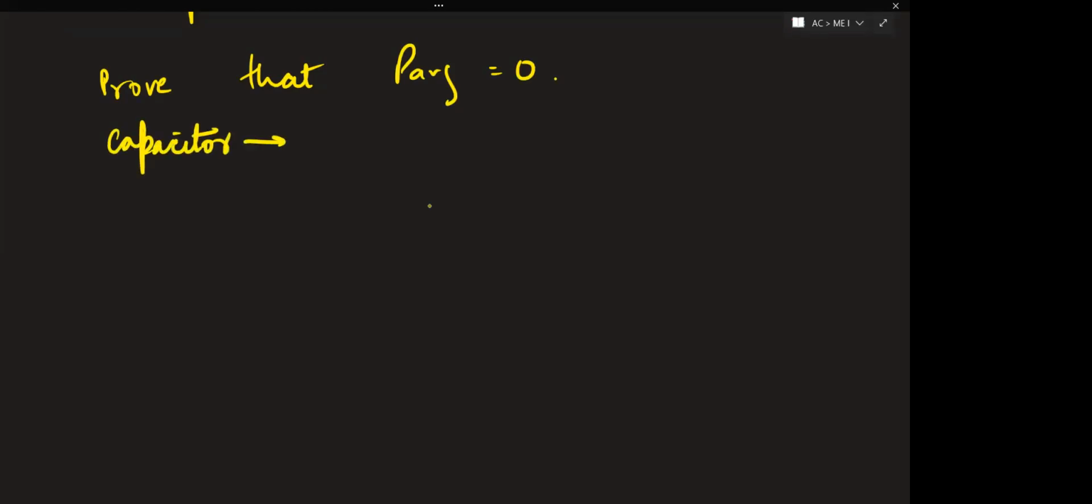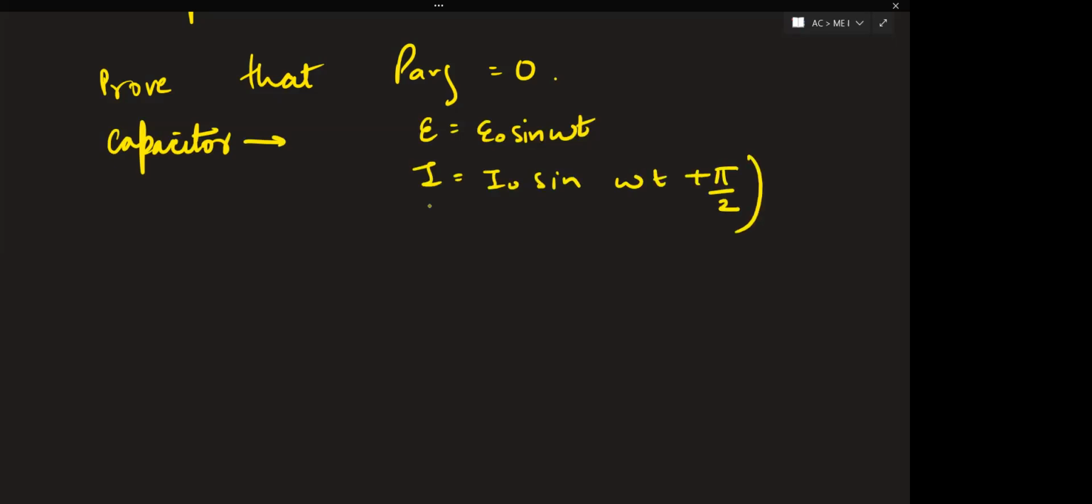If we take it for a capacitor, see, EMF will be equal to E naught sine omega t, while the current will be equal to I naught sine omega t plus pi by 2, because we all know current leads by 90 degrees.